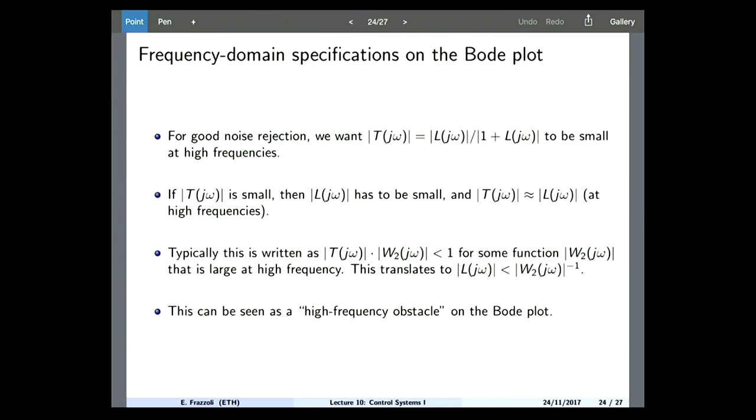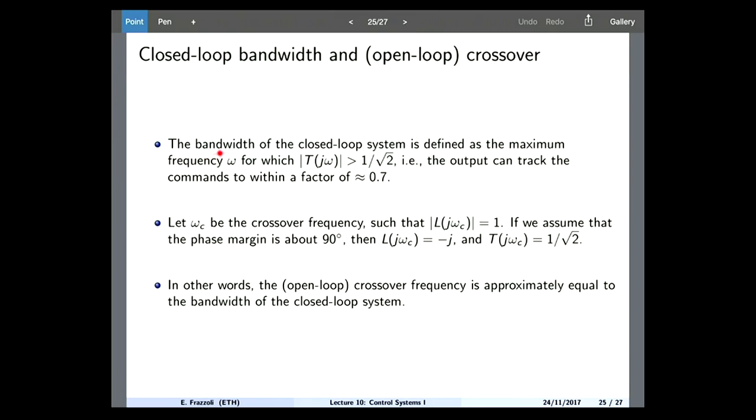What happens in the middle? The bandwidth of the closed loop system is defined as the maximum frequency at which you are essentially following the command, roughly. So then the complementary sensitivity is more than 1 over square root of 2. Essentially, the output can track the commands to within a factor of approximately 0.7.